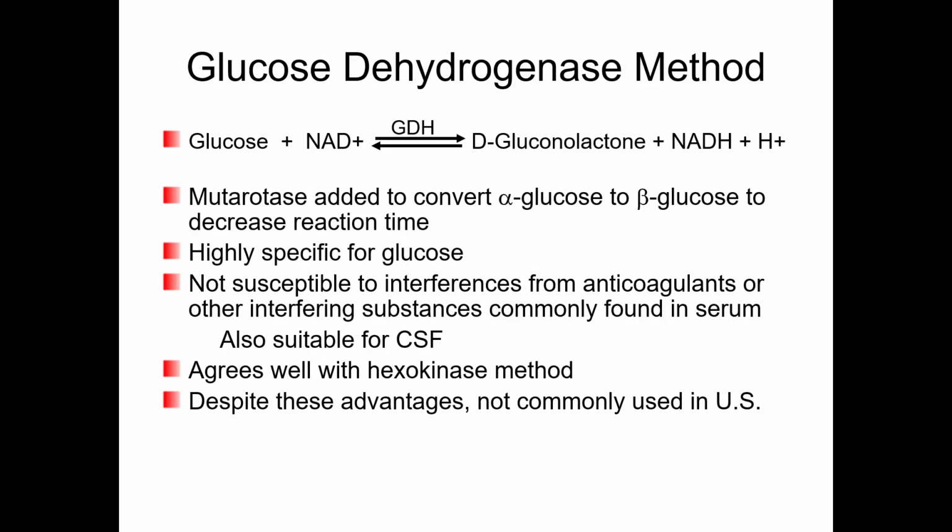Glucose dehydrogenase method is listed here. Mutarotase is added to convert alpha glucose to beta glucose to decrease the reaction time. It's highly specific for glucose, not susceptible to interferences from anticoagulants or other interfering substances that are commonly found in serum. It's also suitable for cerebrospinal fluid. It agrees well with the hexokinase method. Despite these advantages, it's not commonly used in the United States.